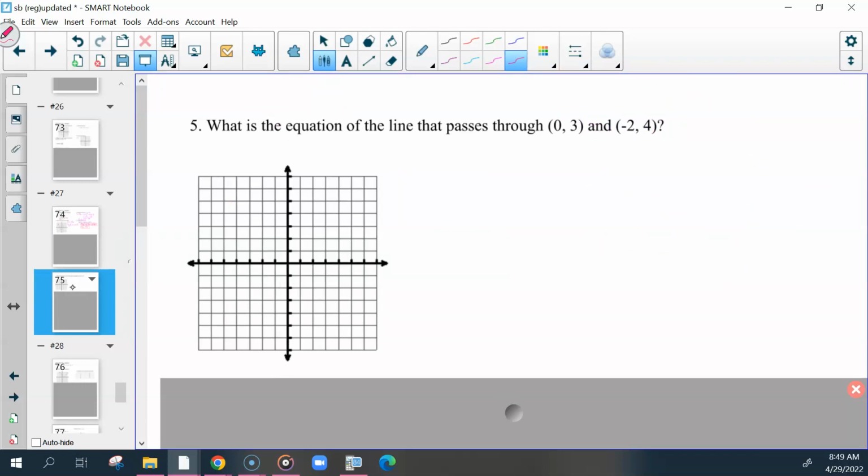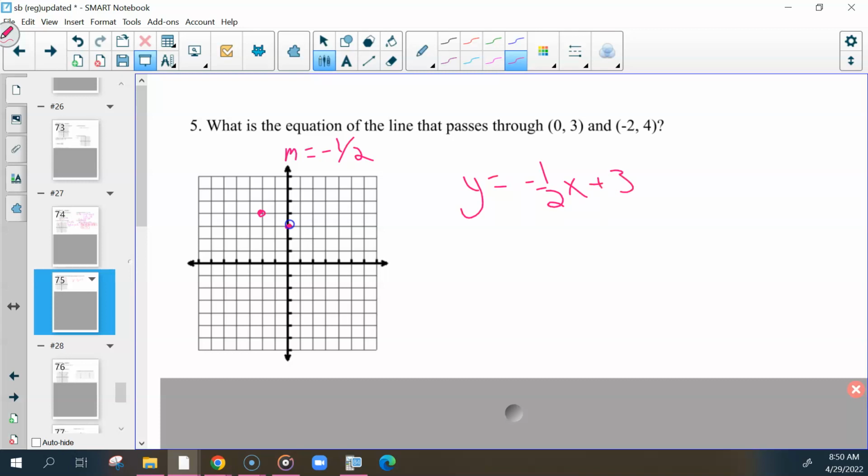Number 5 on the back. There were a few different ways you could go about doing this. You could graph those points and find the slope from that. It gives you your y-intercept, so that would be 0, 3, and the slope here would be -1/2. So your equation would be y = -1/2 x plus 3.